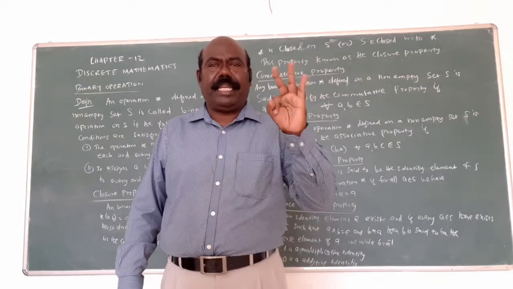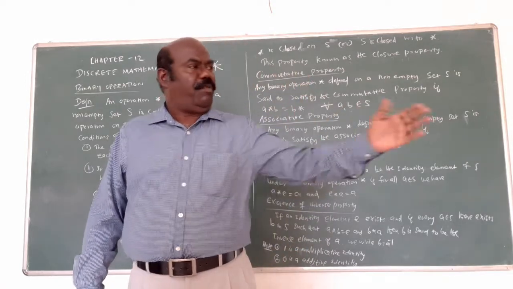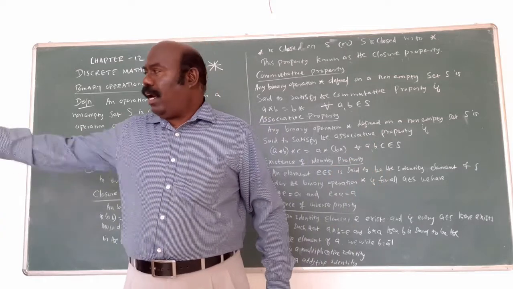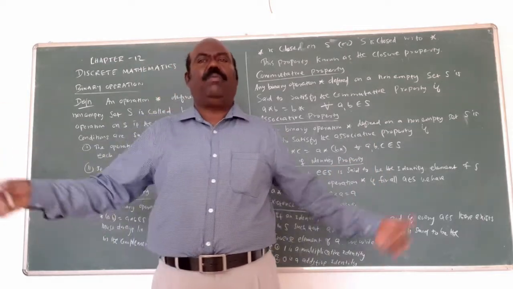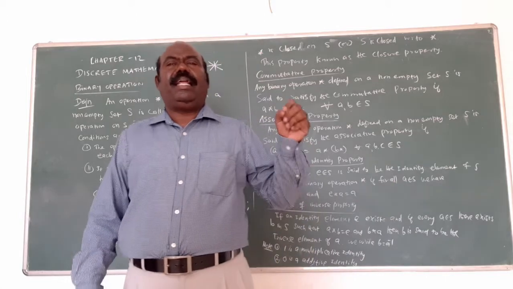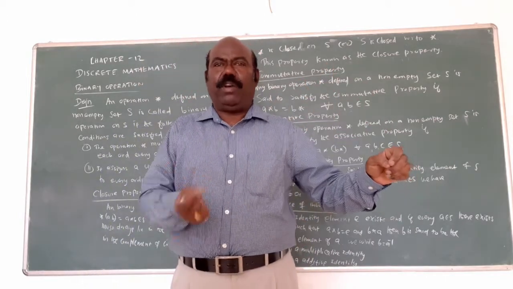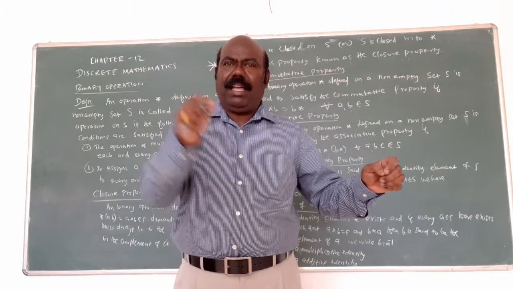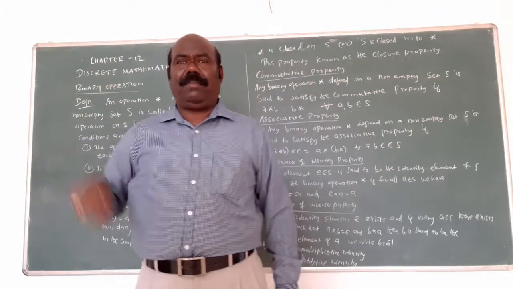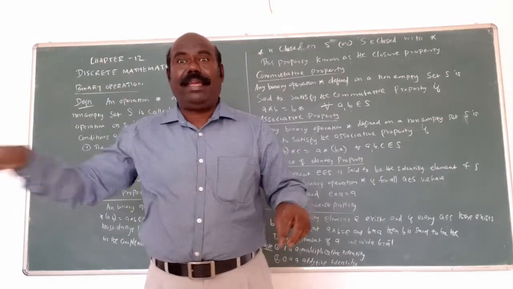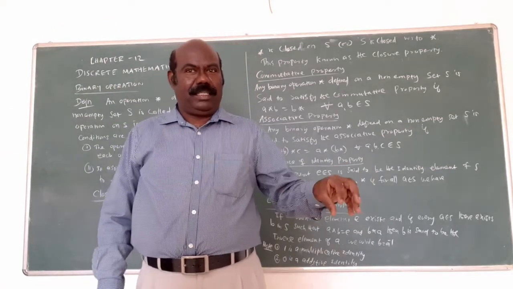Associative property means you take three elements, A, B, C. First operate the first two elements, then the third element. On the right-hand side, operate the last two elements, then the first element. Both will be equal. Then identity property means you have one element, you operate it with the identity element, and the first element will come back. A star e equals A. That's important.